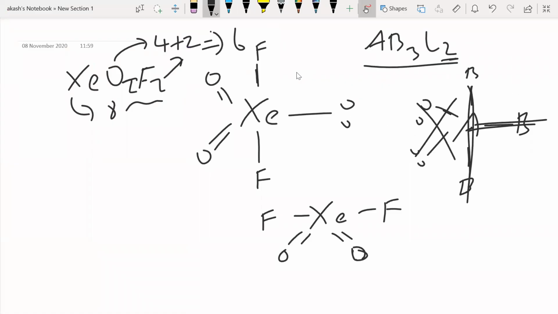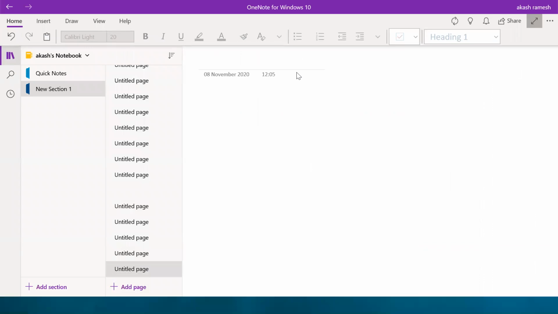I think I have to make a new page. See, I really have to work on the page conservation. But anyways, there's no papers getting wasted. Okay, add a page.